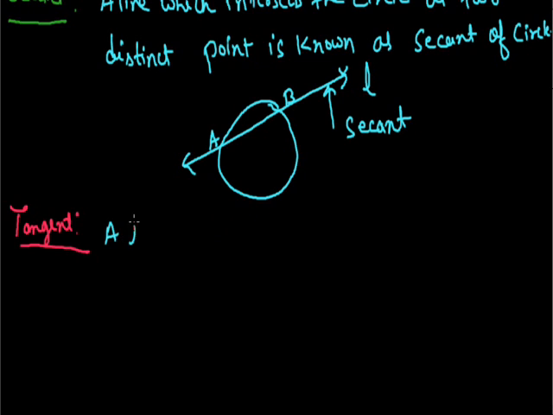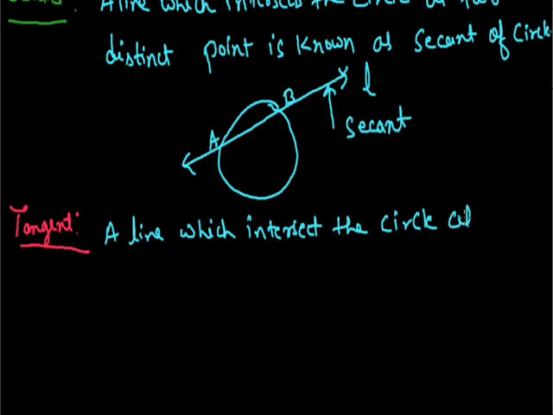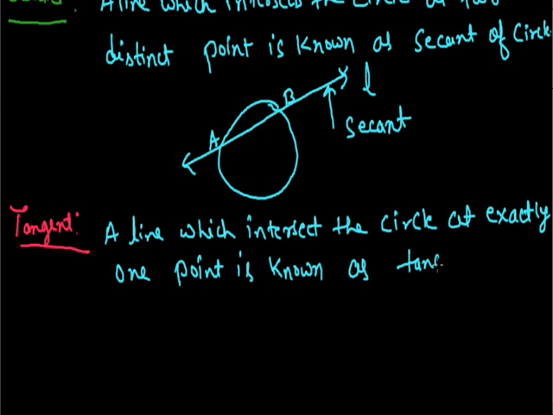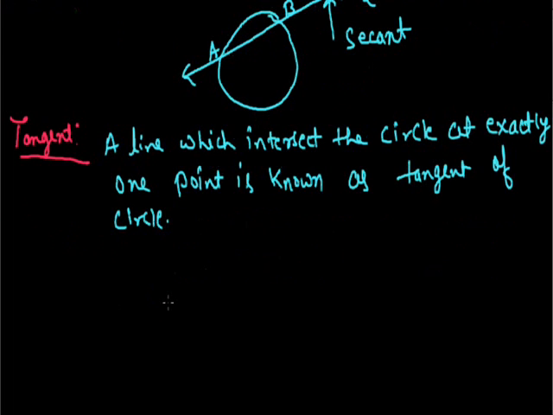A line which intersects the circle at exactly one point is known as tangent of circle. A line which intersects the circle at exactly one point is known as tangent of the circle.